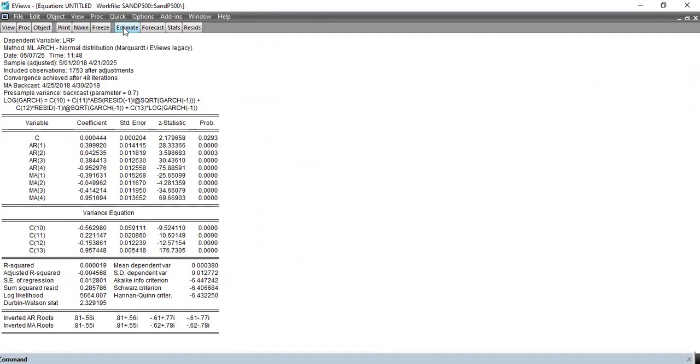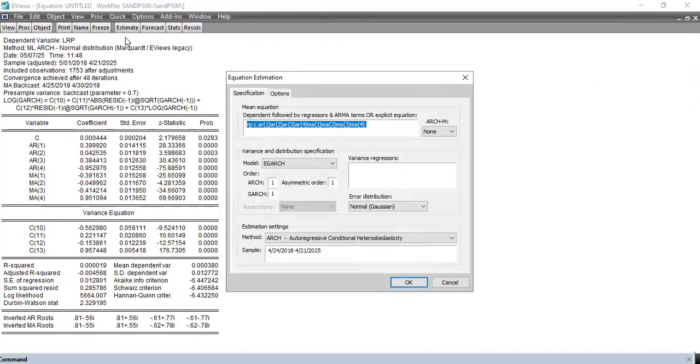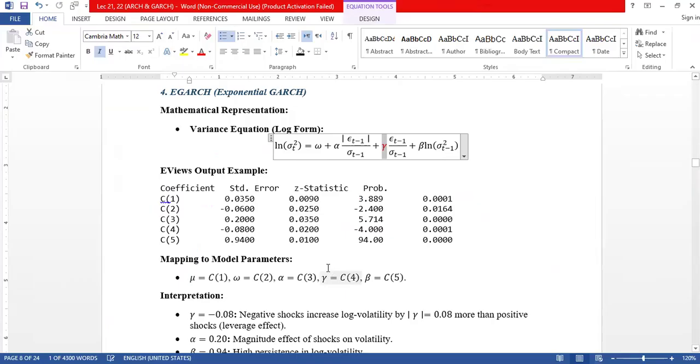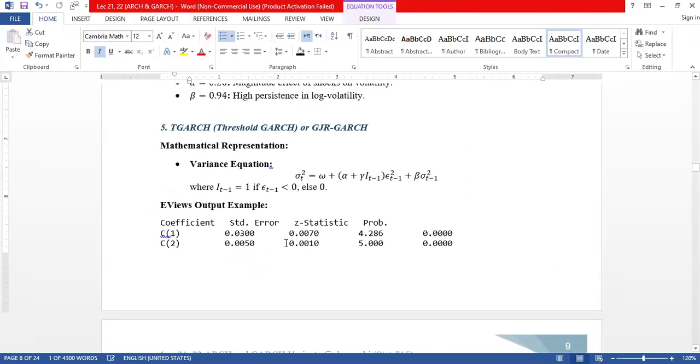Okay, there is one thing more. If we would like to study the leverage effect, we can also study T-GARCH. And in T-GARCH also, we have the output. This is for T-GARCH. And T-GARCH has already been explained to you.